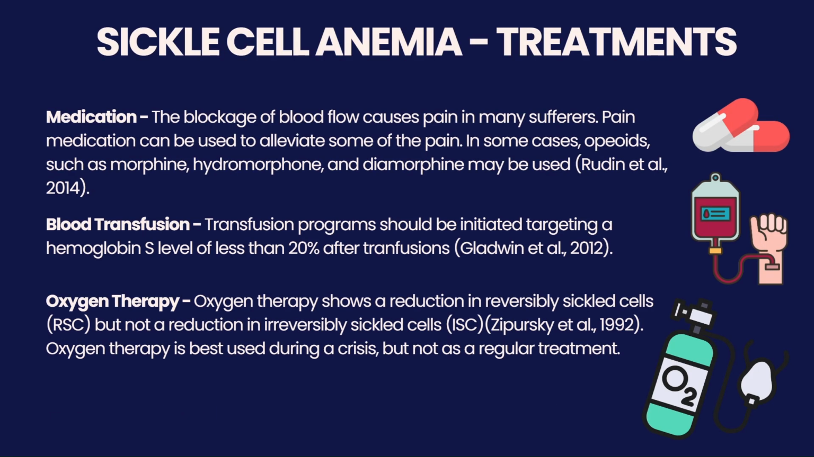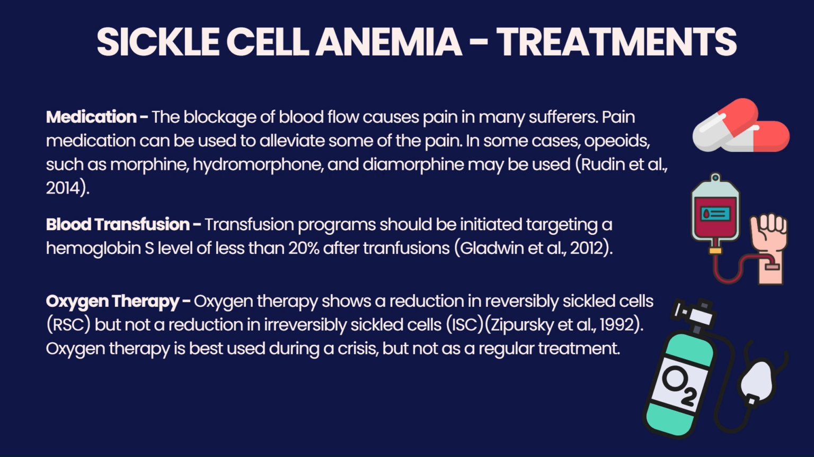Treatments. Well, medication can be used to reduce the pain in sickle cell anemia patients because the blockage of blood flow causes pain for many sufferers. In some cases, opioids such as morphine, hydromorphone, and diamorphine may be used.